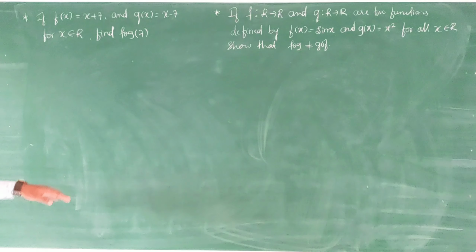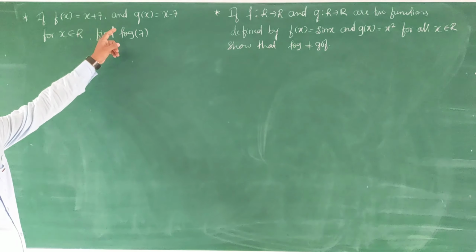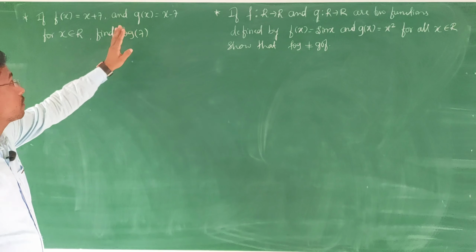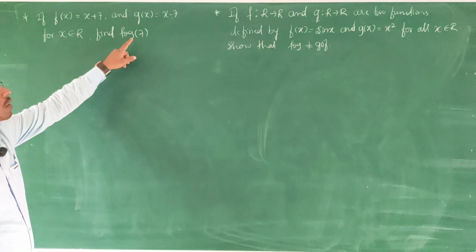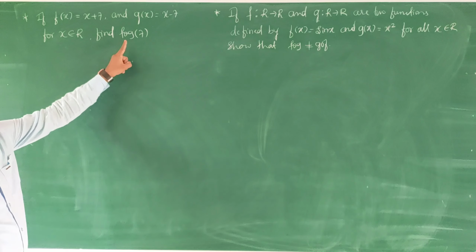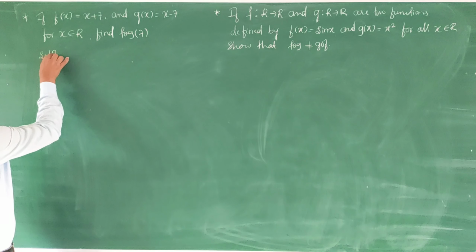Let's see the next question. If f of x equal to x plus 7 and g of x equal to x minus 7, for all x belongs to R, find f o g of 7. We have to find f o g of 7. So let us see the solution.